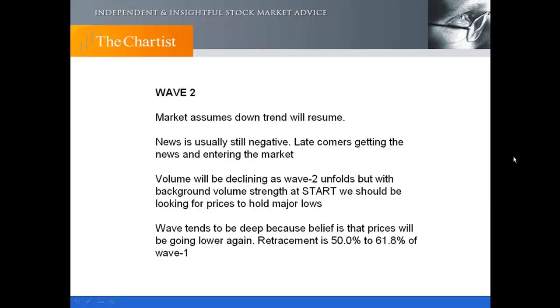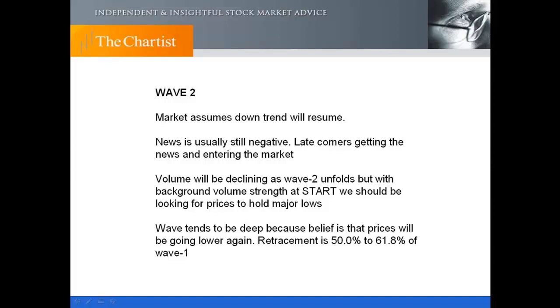So let's go on to wave two. And everybody assumes that the market will continue to trend lower because we are still making lower lows and lower highs. And in classic technical analysis, we still have a downtrend in place. So until that changes, everyone assumes that the downtrend will resume. So at this stage, news is still negative. Remember, the stock market tells you what's going to happen in advance, okay? The stock market leads the fundamentals. So news at this stage in wave two is still very negative.